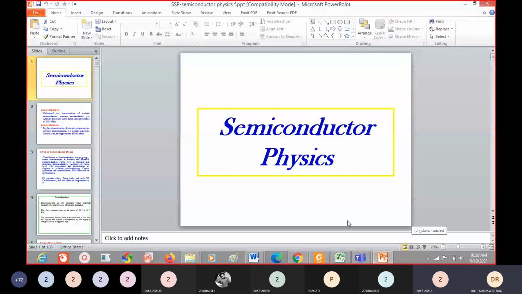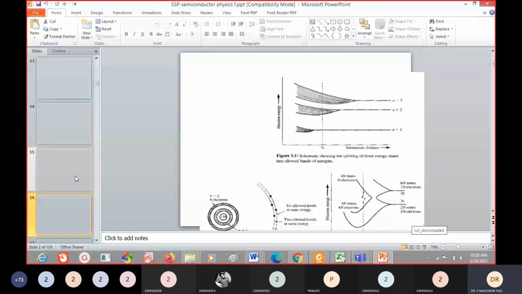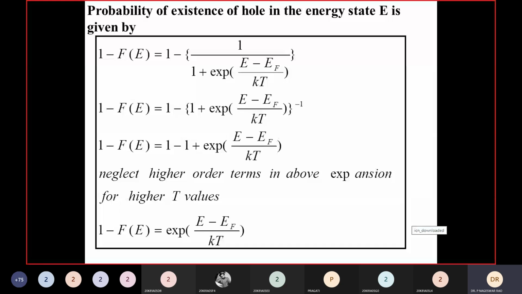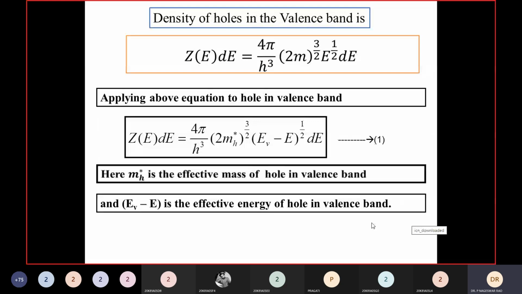Yes, sir. Okay. Yesterday, what we discussed in last class? Do you remember or not? So do you have any derivation? Okay. So derivation of what? Probability of existence of hole.